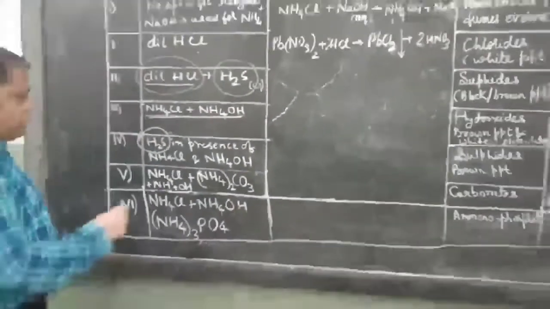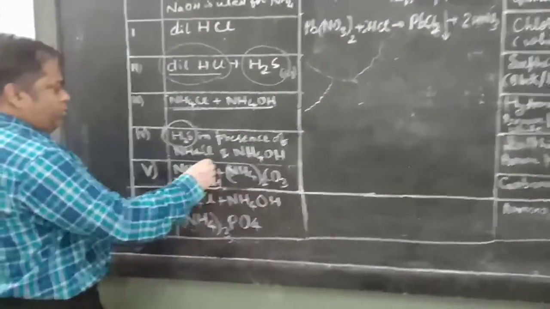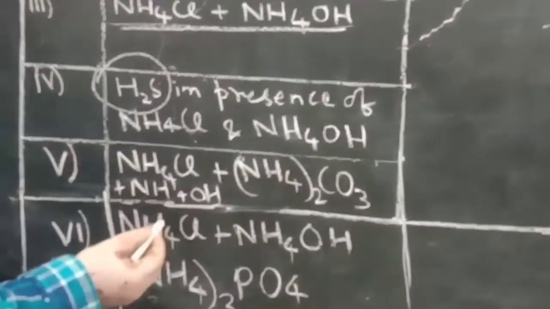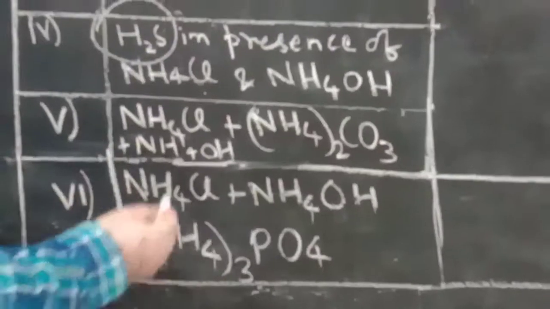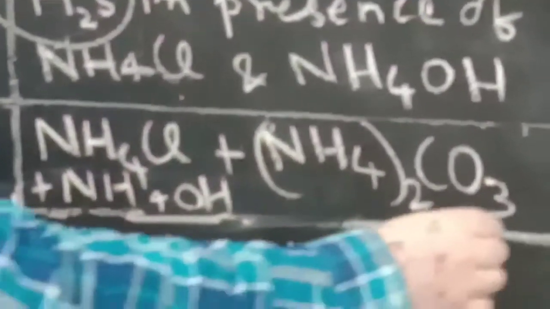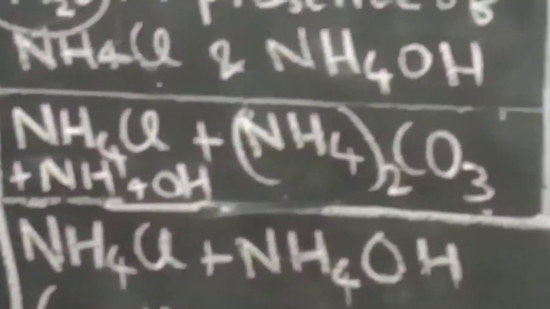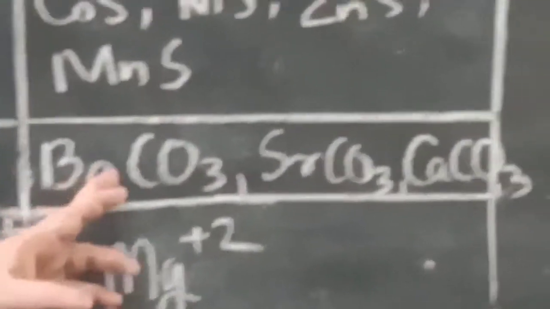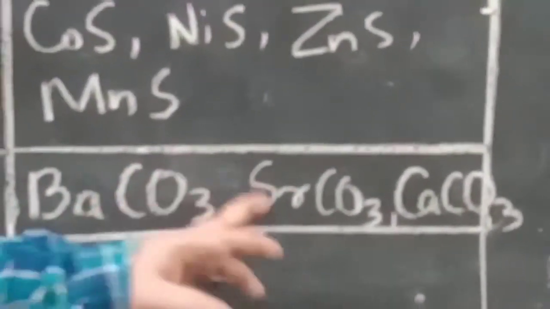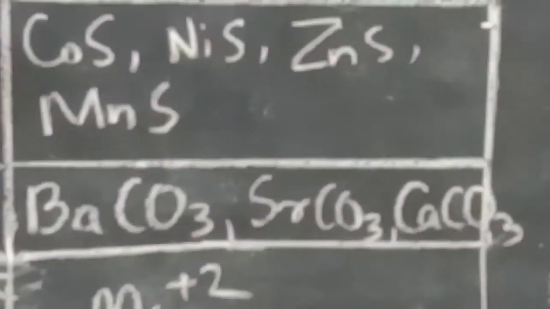To the same solution, we will apply heat and boil off the H2S, or we will take the original solution, and in the solution of ammonium chloride and ammonium hydroxide, we will add ammonium carbonate. Then the carbonate ion will form barium carbonate, strontium carbonate or calcium carbonate. All these three will form a white precipitate.